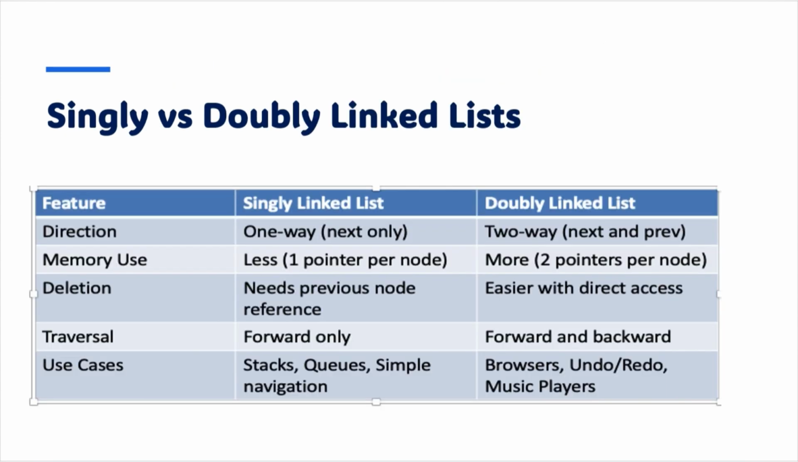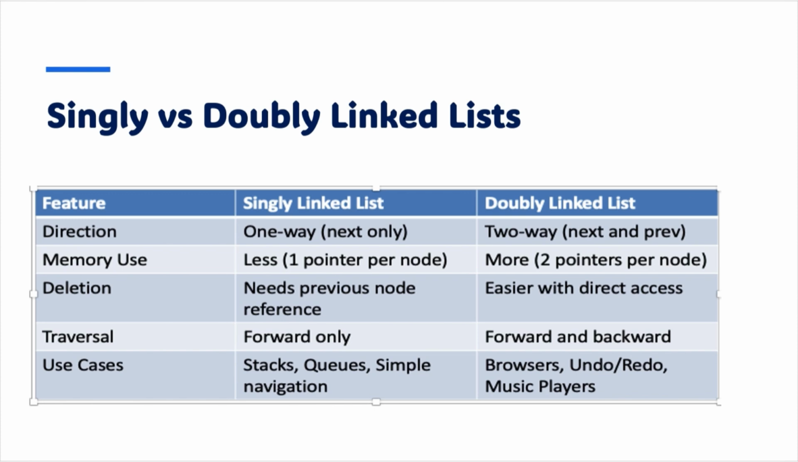Let's compare the two types of linked lists based on their different features. For direction, a singly linked list is one way because it only has a next pointer. A doubly linked list has two directions, next and previous. Memory usage is less in a singly linked list because it uses one pointer. A doubly linked list uses more because it uses two pointers.